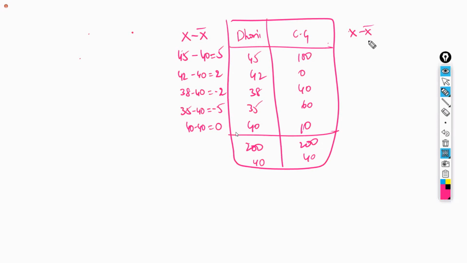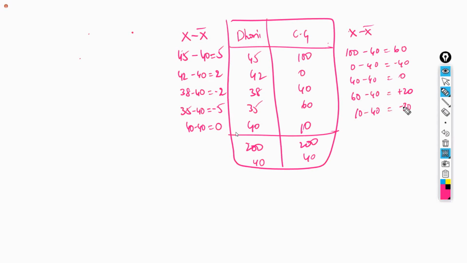Now let us go with the deviations of the second player. 100 minus 40, 60. 0 minus 40, minus 40. 40 minus 40, 0. 60 minus 40, plus 20. 10 minus 40, minus 30.